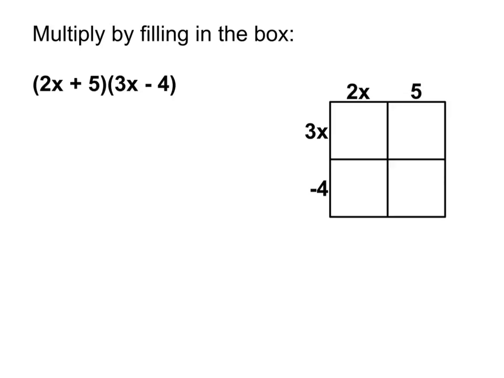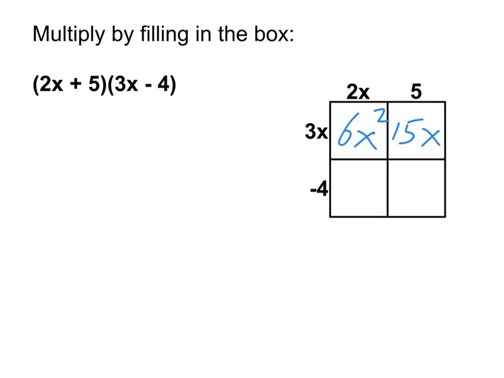In order to fill in this box, we're multiplying each row header by its column header. For this box right here, I'm going to multiply the 3x by the 2x. So 3 times 2 gives me 6, and then the x times the x gives me x squared. So that first box ends up equaling 6x squared. All right, next up, let's go to the box next to it. For that box, I've got to multiply the 3x by the 5. So 3 times 5 gives me 15, and there's just the one x there, so it stays an x.